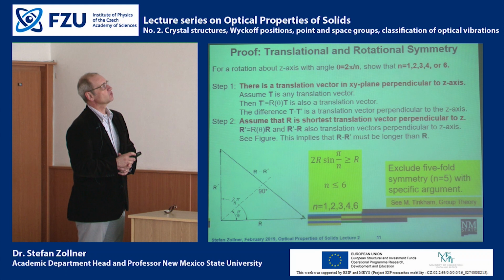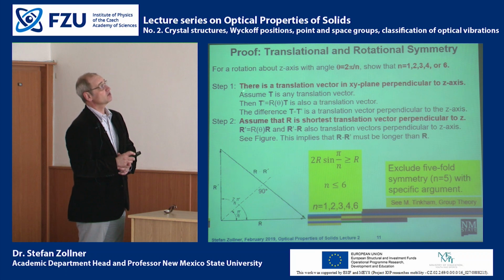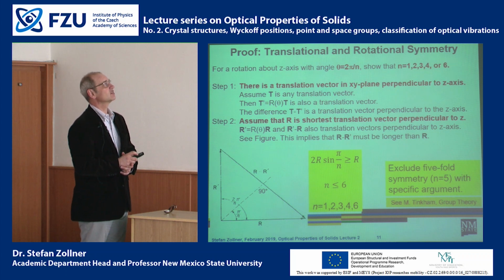And then we rotate about the z-axis with an angle 2 pi over n. We want to show that for this rotation, n must be 1, 2, 3, 4, or 6. This proof goes in 2 steps. First, we want to show that there is a translation vector of the crystal in the xy plane, which is then perpendicular to the z-axis.